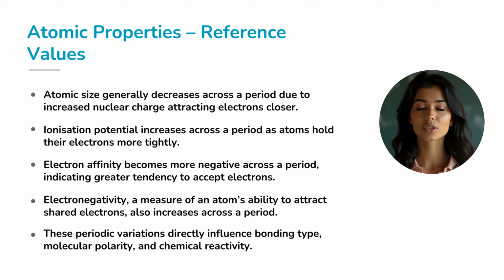Next, ionization potential, or the energy required to remove an electron from an atom. This increases as we move across a period because the electrons are held more tightly by the nucleus. Similarly, electron affinity, which refers to the energy change when an electron is added to an atom, becomes more negative across a period. And finally, electronegativity, the ability of an atom to attract shared electrons in a bond, increases as you move across a period and decreases as you move down a group. All these trends are interconnected and essential for predicting how elements will react and bond.